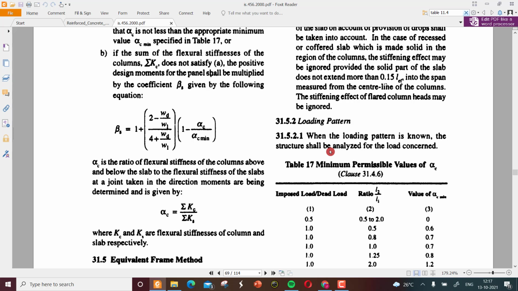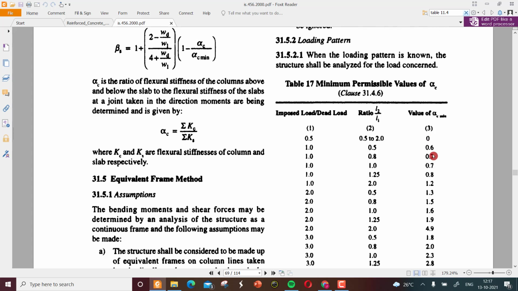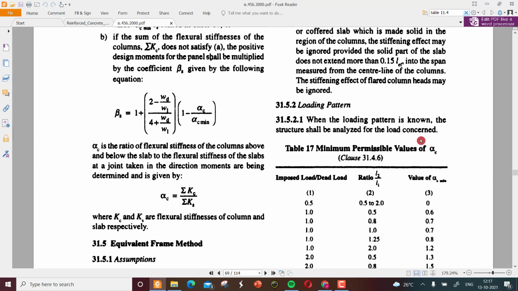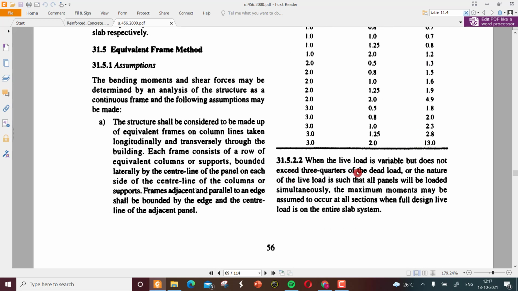And in the case of loading pattern, when the loading pattern is known, the structure shall be analyzed for the load concerned. And this Table 17 belongs to the previous direct design method. When the live load is variable but does not exceed 3/4 of the dead load, or the nature of the live load is such that all panels will be loaded simultaneously, the maximum moments may be assumed to occur at all sections when full design live load is on the entire slab system.